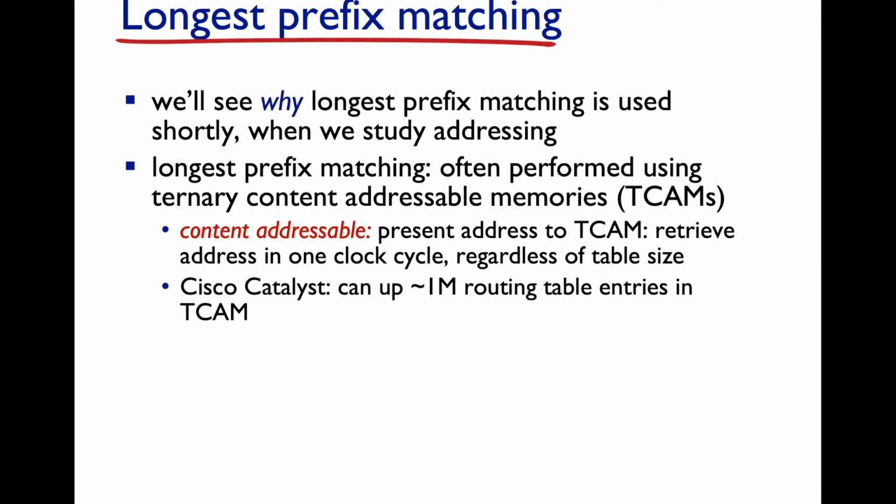All right, so where we last left off, we talked about longest prefix matching, and we said that to get this prefix matching to happen fast, it is done in hardware using something called content addressable memory, which is what would be implemented in an enterprise-grade router.